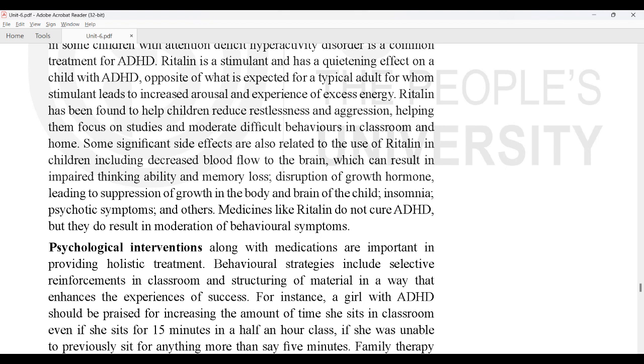Psychological interventions along with medications are important in providing holistic treatment. Behavioral strategies include selective reinforcement in the classroom and structuring of material in a way that enhances experiences of success. For instance, a girl with ADHD should be praised for increasing the amount of time she sits in the classroom, even if she sits for 15 minutes in a half-hour class, if she was unable to previously sit for anything more than, say, 5 minutes.